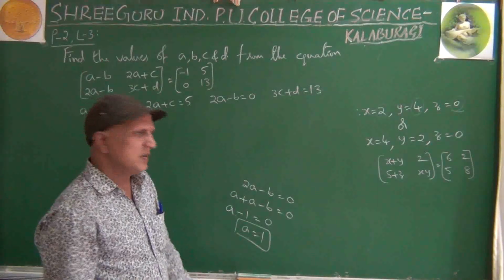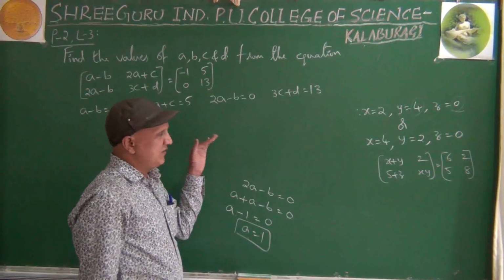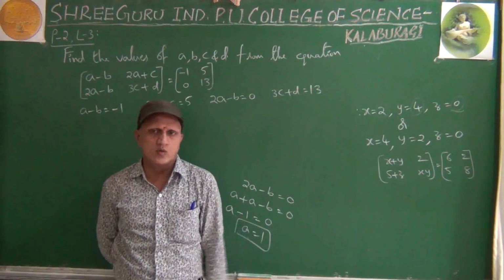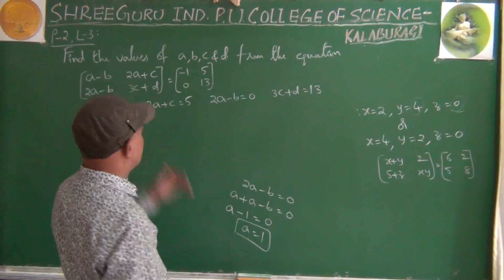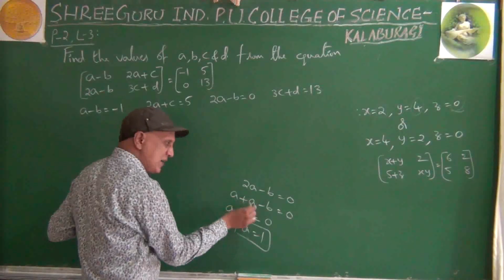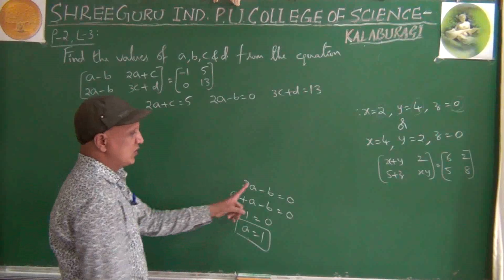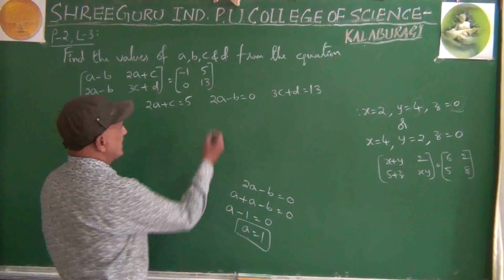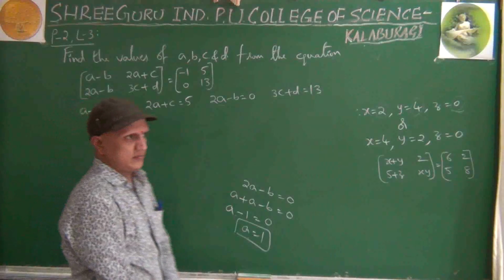This is one method, but I am not giving importance to this method. Why? Because it is difficult to remember at the time of examination among these many questions. If we find this question at this place, 2a we have to write as a plus a, and afterwards a minus b value we have to write as minus 1. In the examination, students may get a doubt: sir asked to write 2a as a plus a, whether this 2a or this 2a.